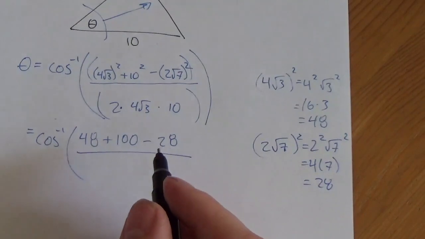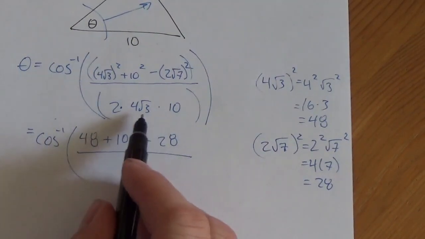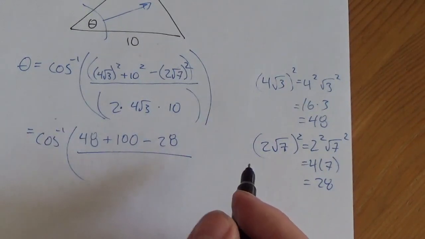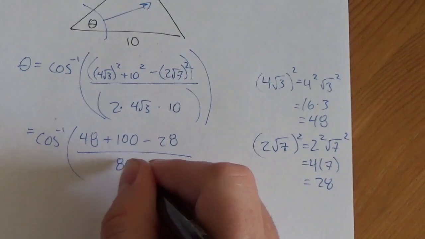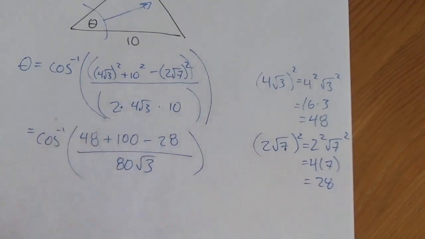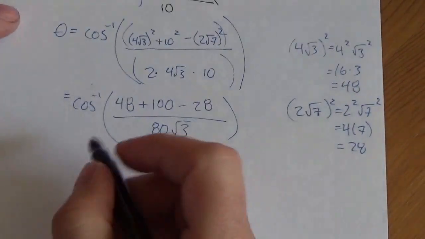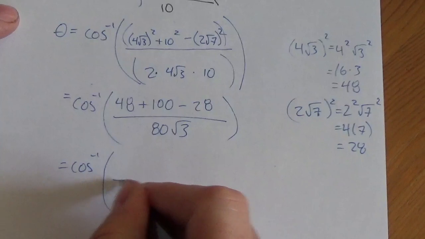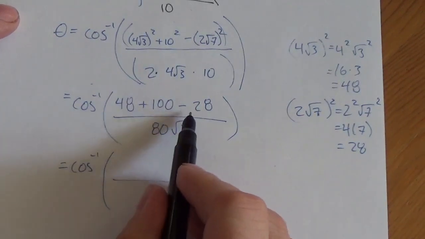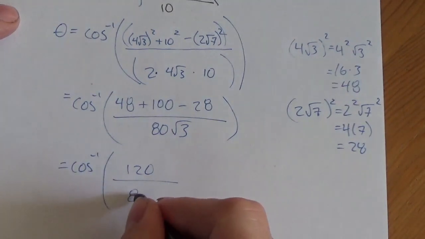Down in the denominator, I'm not going to have the ability to do that because there's nothing down there that's going to square that root 3 and cancel it. So I've got 2 times 4 times 10, so it's going to be 80 root 3. Okay, now we'll just keep simplifying and hope that something nice pops out at the end. So 48 plus 100 minus 28 is going to be 120 over 80 root 3.